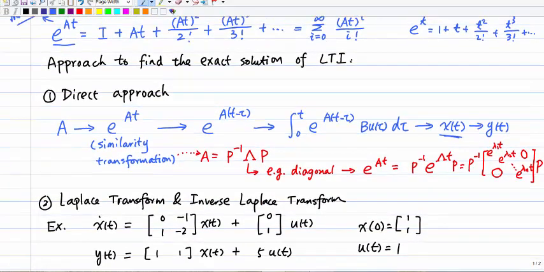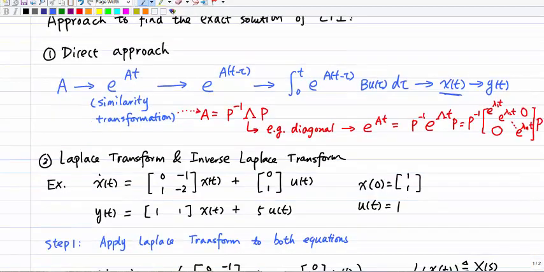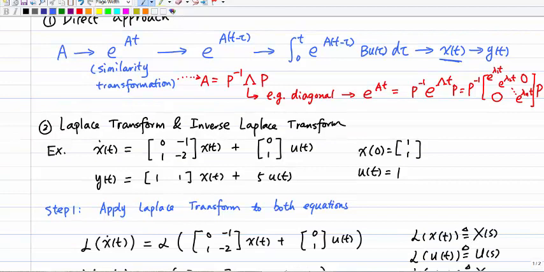Another approach that you could consider is the Laplace transform and inverse Laplace transform. It's an indirect method that doesn't use the analytical solution directly, but you can still find the exact solution. Sometimes this approach may be a little bit easier to use. Since the direct method is pretty straightforward, I won't give an example for it. For the Laplace transform and inverse Laplace transform, I'll give an example showing how to do that.